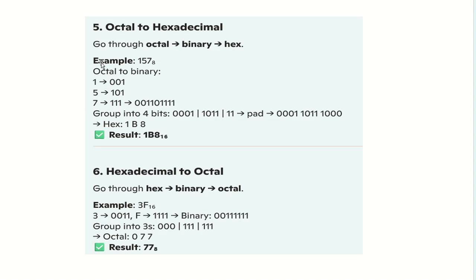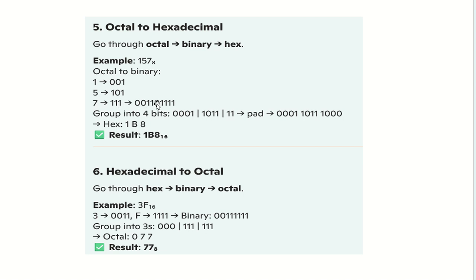Now next is octal to hexadecimal. In order to convert octal to hexadecimal, first we have to convert octal to binary, and then convert the binary value to hexadecimal. So let's see an example. An example is given, 157. First we have to convert each individual octal digit to binary. So 1 is represented as 001, 5 is represented as 101, 7 is represented as 111. So we will write it together.